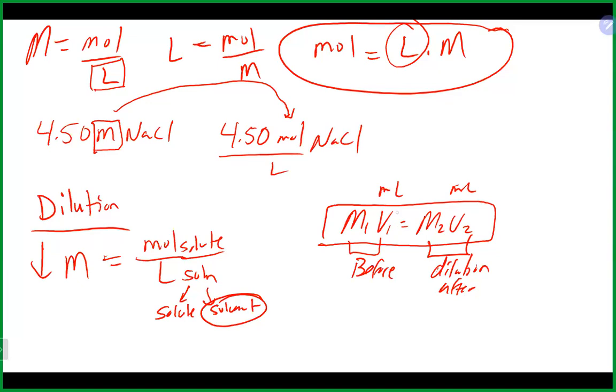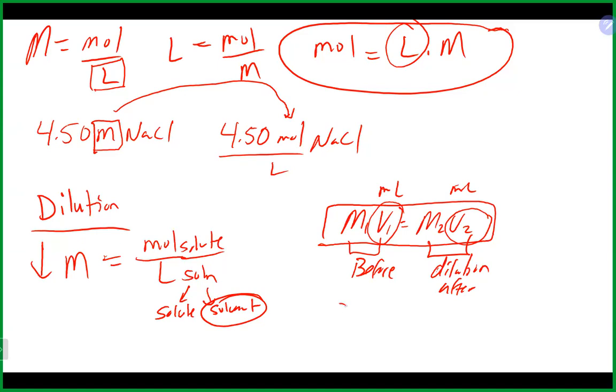Typically speaking, V1 is how much of the more concentrated solution we need. V2 is our final volume that we're trying to make. And a lot of times, if you're looking for how much water you need to add, you can subtract those two values, V2 minus V1. And a lot of times that will give you the amount of solvent that you need to add to do that dilution.